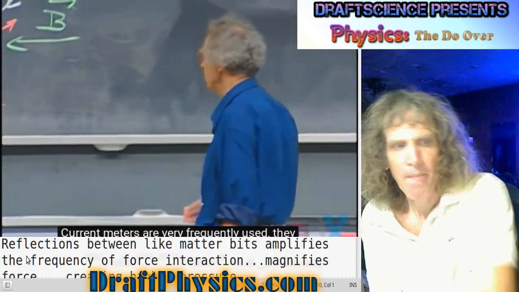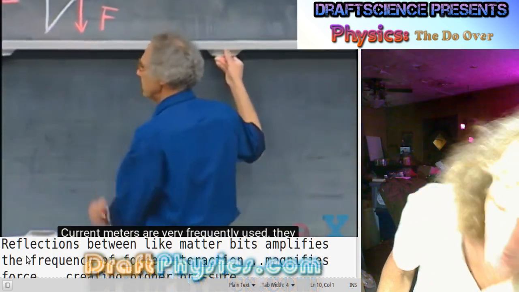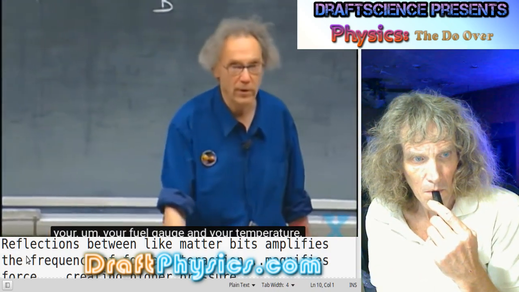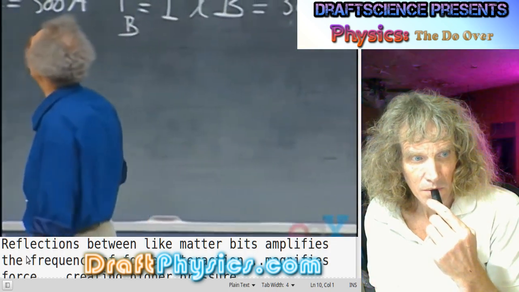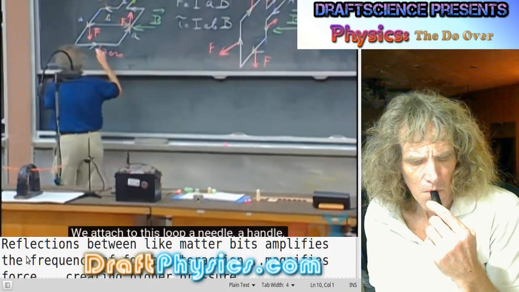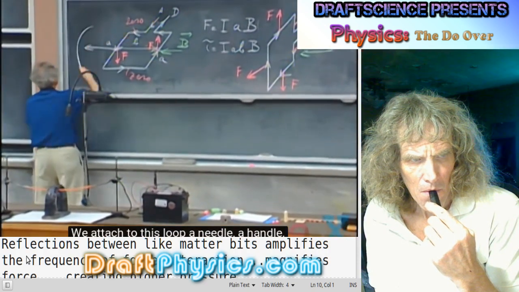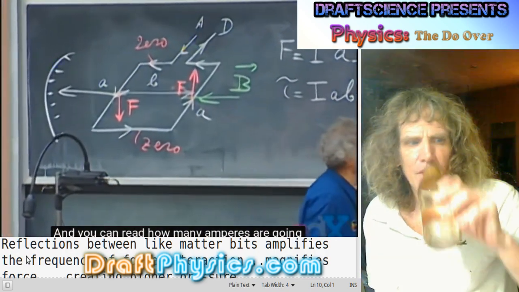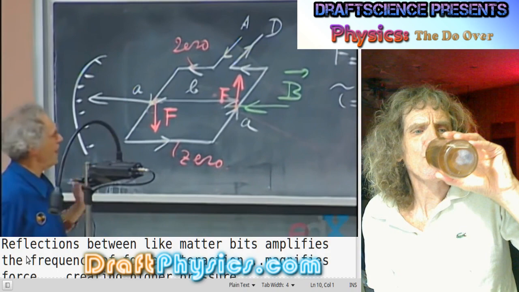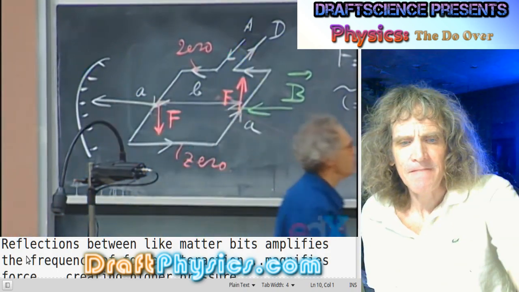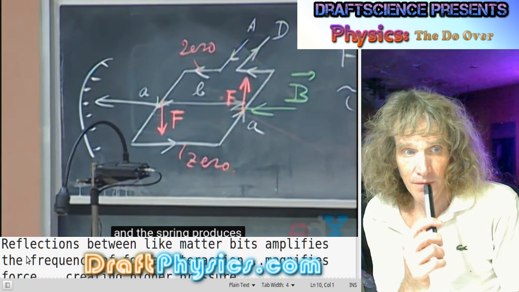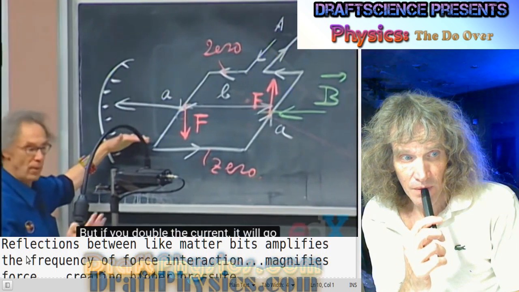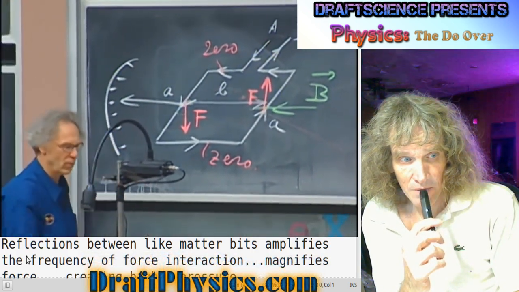Current meters are very frequently used. They are in your cars, many more than you think. Your fuel gauge and your temperature of the cooling water are current meters. And the current meter works as follows. We attach to this loop a needle and we calibrate it here. And you can read how many amperes are going through this meter. It wants to go counterclockwise. Here we attach a spring, and the spring produces a counter torque, and so the needle will start to deflect but come to a halt. But if you double the current, it will go further.